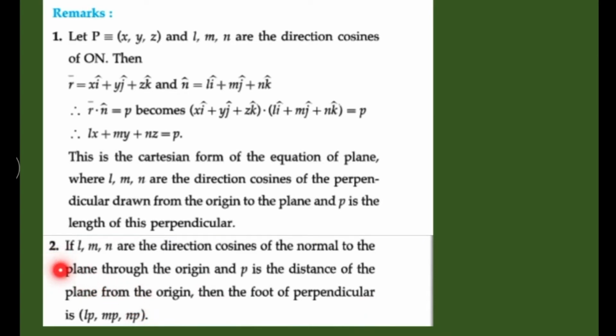Now see second remark. If L, M, N are the direction cosines of the normal to the plane through the origin, and P is the distance of the plane from the origin, then the foot of perpendicular is LP, MP, NP. So using this we can find the coordinates of the foot of perpendicular if we know the direction cosines of the normal.